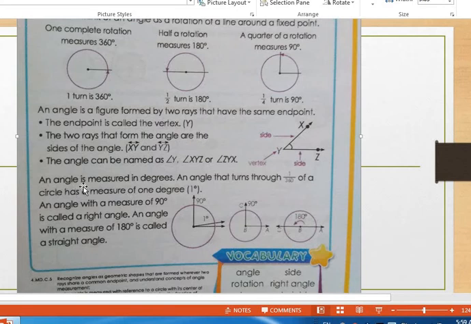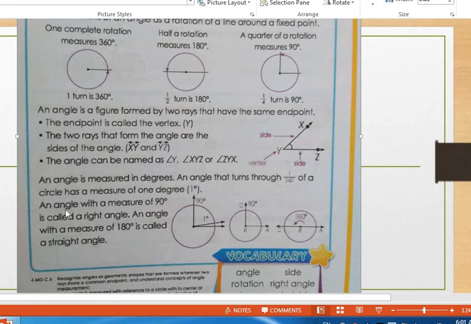So an angle is measured in degrees. Do you know that an angle is measured in degrees? Don't forget that. Degrees, and this is the symbol here. This is degree. An angle that turns through 1/360 of a circle has a measure of 1 degree.